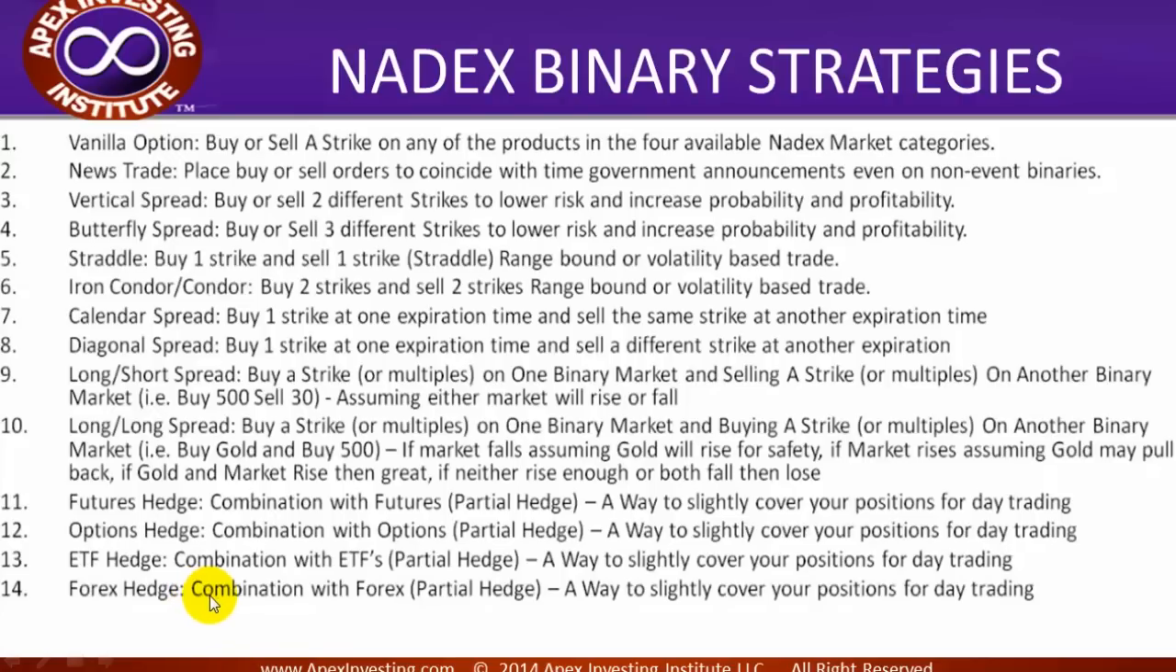Vanilla, buy or sell. You can do news trades that time up with government and news announcements. You can do verticals, where you buy or sell 2 different ones. You can do butterflies, straddles, iron condors, calendar spreads, diagonal spreads, long or short spreads. You can use them to hedge a future partially. You can use them to hedge other options. You can use them to hedge even ETFs. You can use them to hedge Forex. There's a lot of ways that you can trade them.